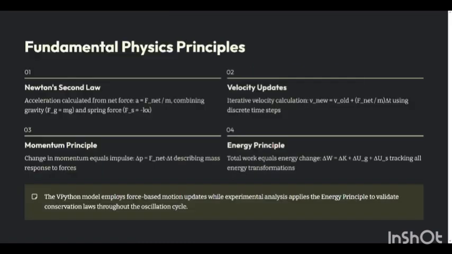For the main physics ideas, in this lab, the motion and energy of a mass spring system were analyzed using fundamental physics concepts. Newton's second law calculated acceleration from the net force, including gravity and spring force, and velocity was updated using the given formula. The momentum principle described the mass's response, while the energy principle tracked changes in kinetic, gravitational, and spring potential energies, and calculated the total work that way. The VPython model used force-based updates for motion, and the energy principle guided experimental energy analysis.